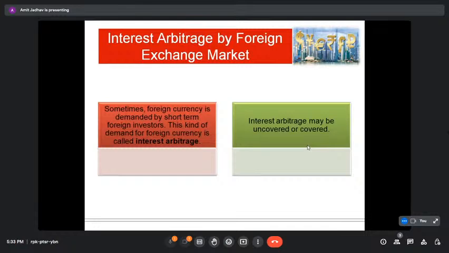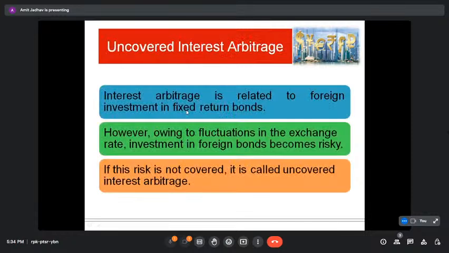Interest arbitrage may be uncovered or covered. If it is covered, we do not have too much impact on the economy, but if it is not covered, it will have quite a bigger impact on the economy. Covered interest arbitrage means interest arbitrage is related to foreign investment in fixed returns bonds.